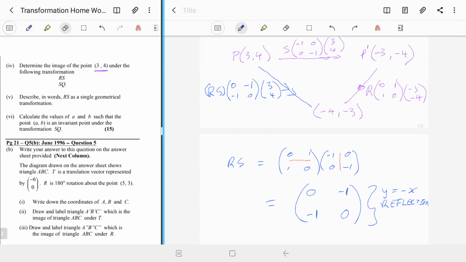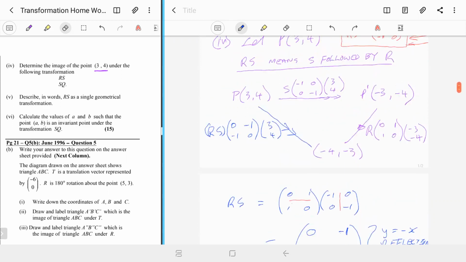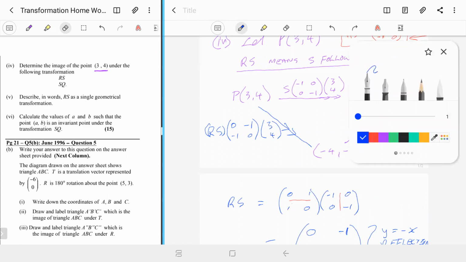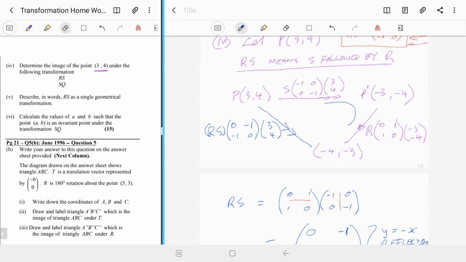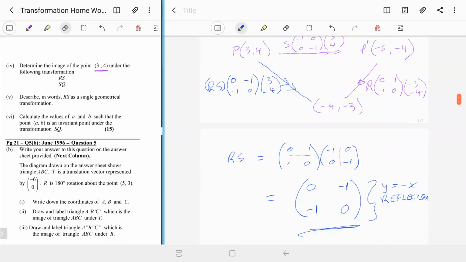See that? So this is what I told you. RS means S followed by R. So when I do S first and then do R second, I get that. But I could do it in 1 step. Over here in the purple is 2 steps. Right? I use the RS matrix. When I multiply the R times the S, I get the single matrix to get that. 1 step, I get the same answer. That's how the compound matrix works.